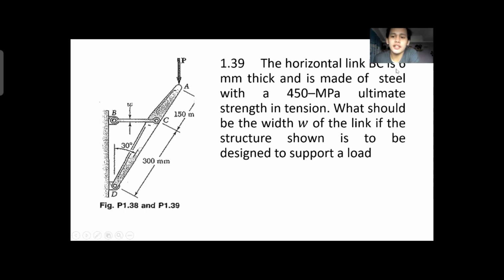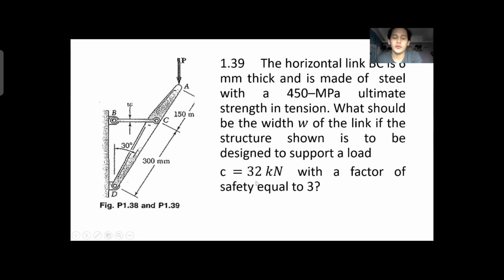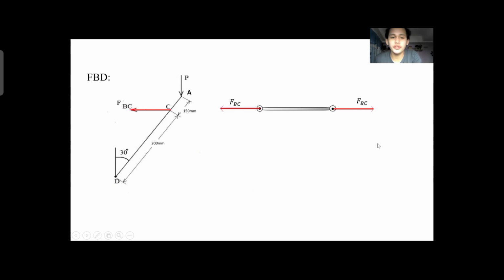The horizontal link BC is 6 mm thick and is made of steel with a 450 megapascal ultimate strength in tension. What should be the width of the link if the structure shown is to be designed to support a load C, which is 32 kilonewton, with a factor of safety equal to 3? The first thing that we should do is draw a free body diagram. We will separate the links ACD and BC from the structure.